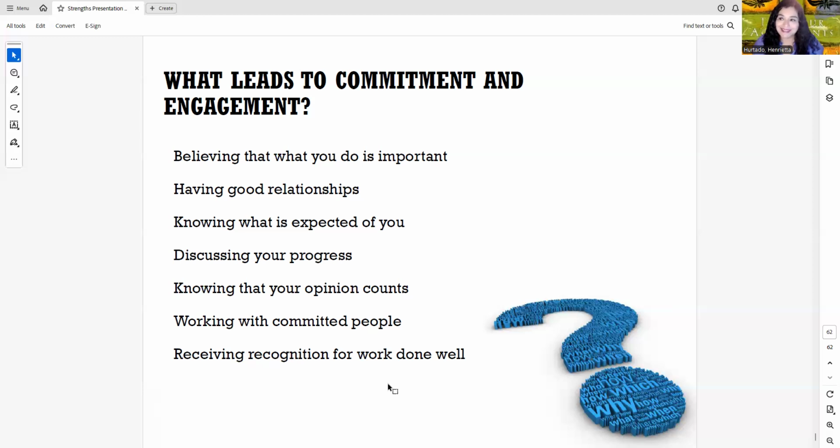Focus on your strengths, focus on others' strengths, and in turn, transform weaknesses.